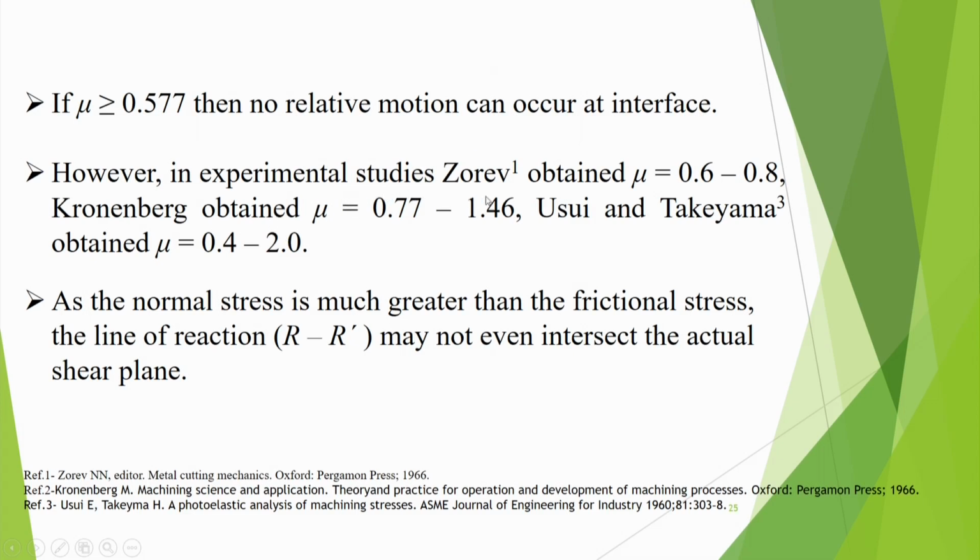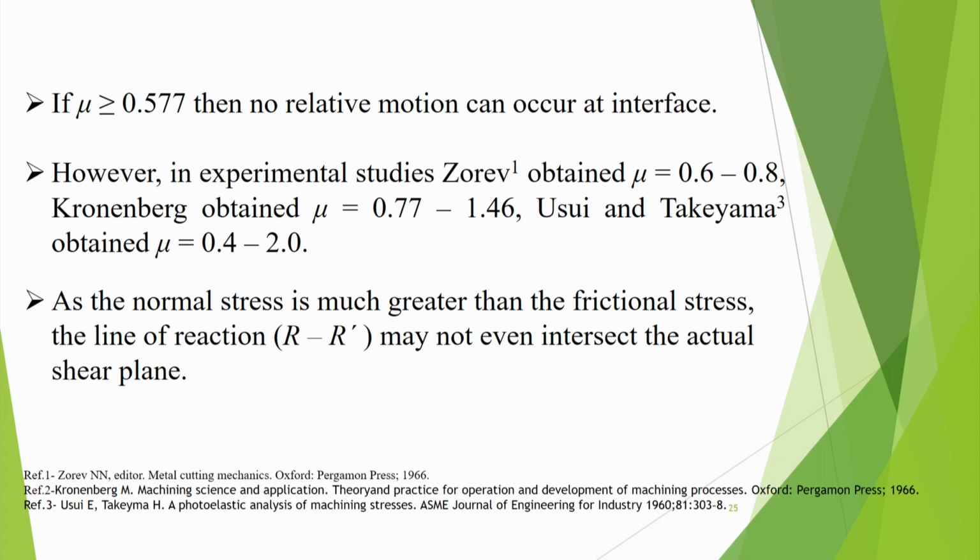However, in experimental studies, Jourov obtained mu in the range of 0.6 to 0.8, which means this is the average coefficient, because of these types of problems and because we are not able to monitor the proper variation of the coefficient of friction. And Cronenberg obtained mu in the range of 0.77 to 1.46 also. So normally we say that mu should not exceed 0.577, but here they are obtaining very high values. Usui and Takeyama obtained mu in the range of 0.422.